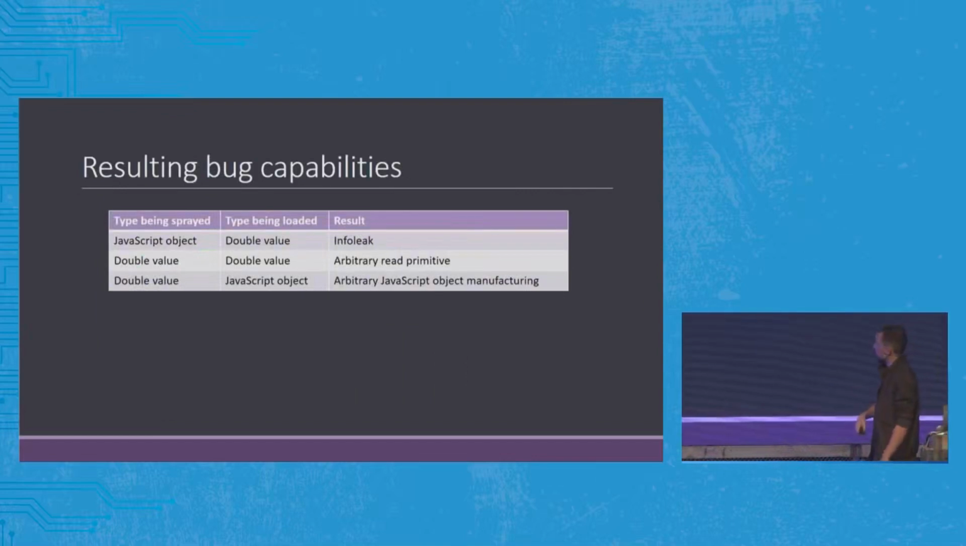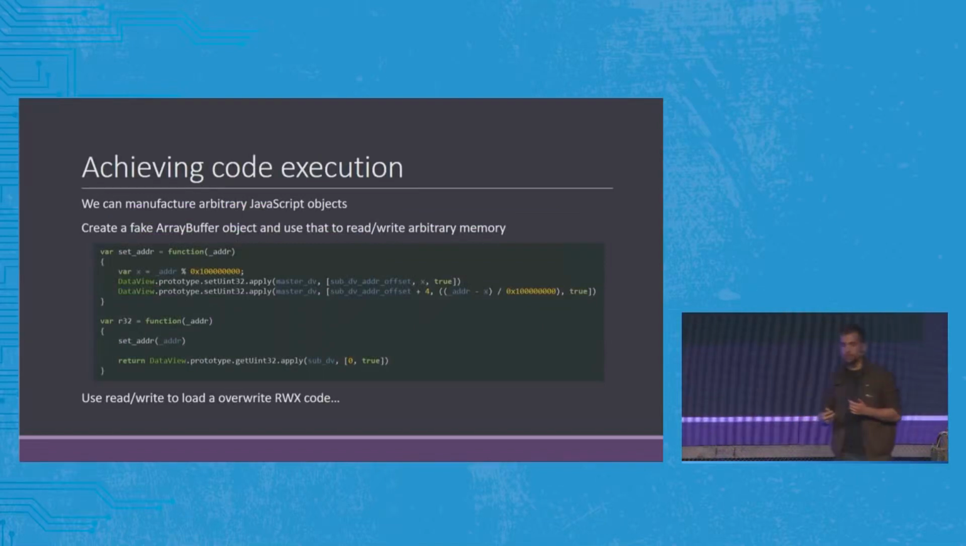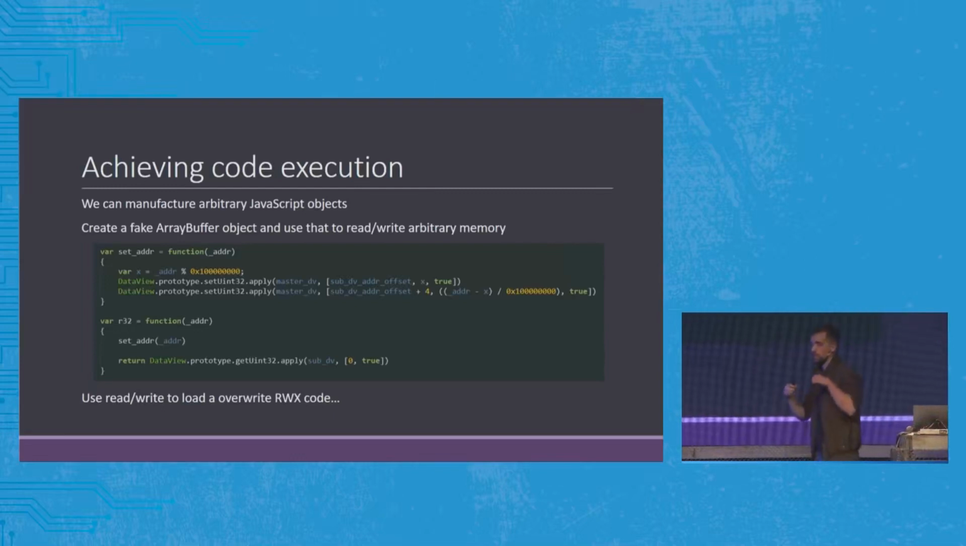In that case, you actually have the ability to create arbitrary JavaScript objects, which might not sound super exciting, but it really is. What that means is, personally, what I like to do is to create an arbitrary data view object. I'm just going to create a fake array buffer, fake data view object, and then I can modify the address of the buffer of that array buffer, and then all of a sudden I have the ability to read and write at arbitrary locations from JavaScript.